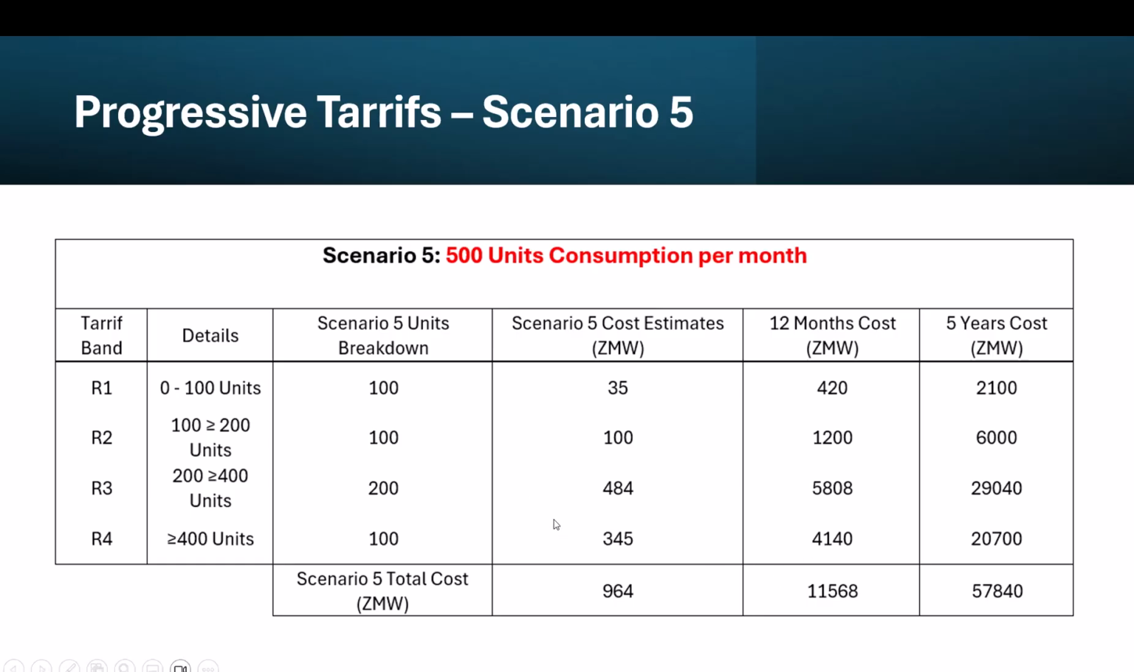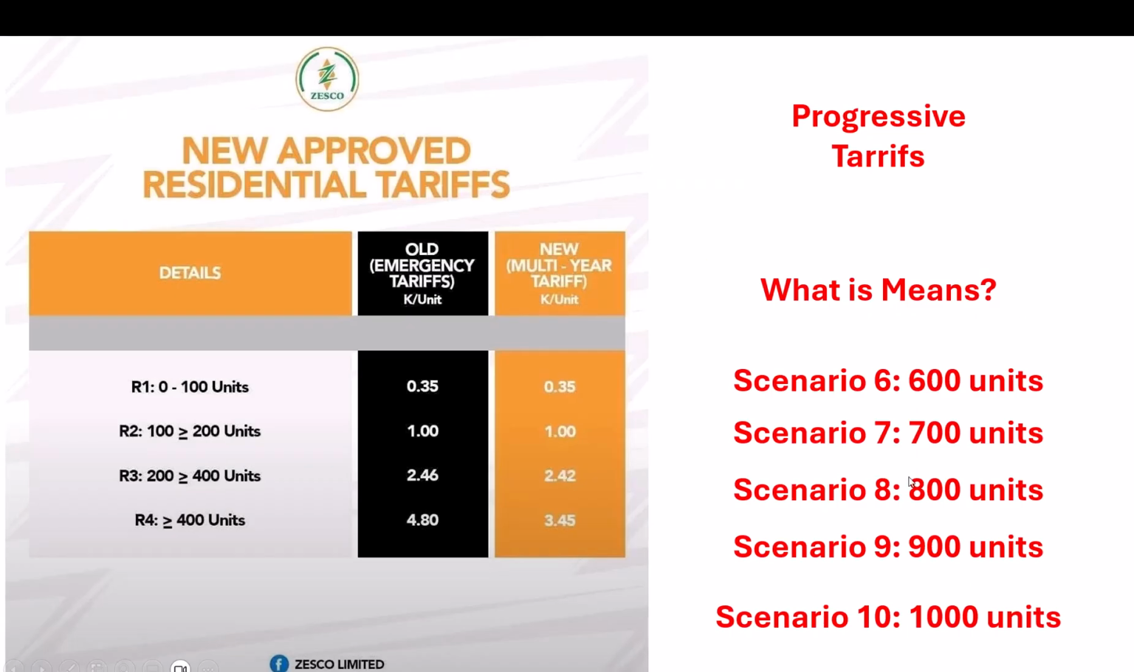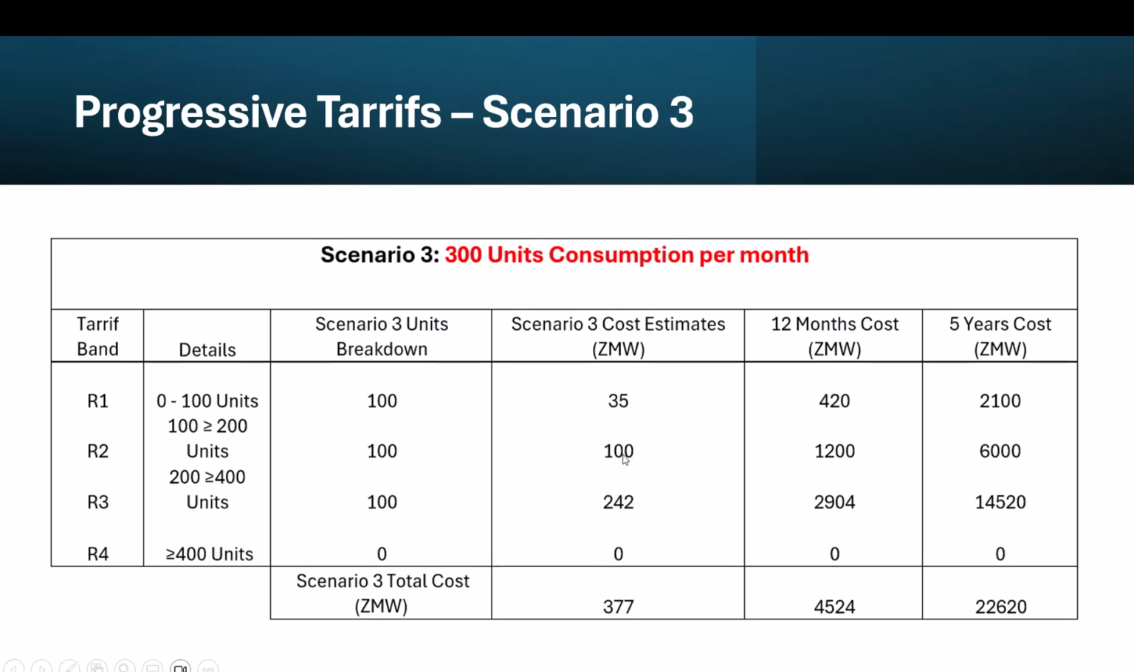So thank you very much for today. Next, we will look at the other scenarios, which is in part 3. We'll look at 600, 700, 800, 900, and 1,000 units.